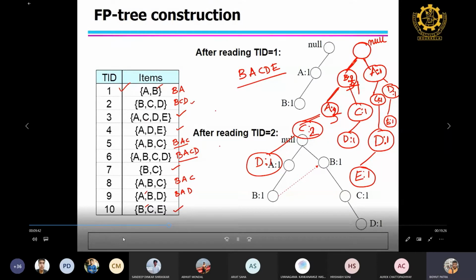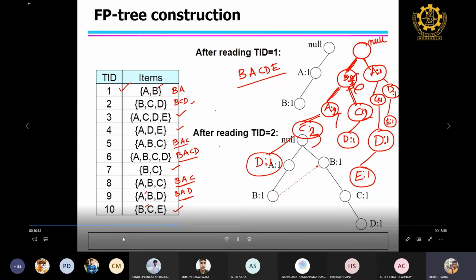Then BC. So B is here, then what is C? There is no immediate C, yeah, B, C. So this will be 5, this will be 2, that's all. Then BAC: B is here, A is there, C is there. So there is already a path, so you increment the value. So this will be 4 and this will be 6.